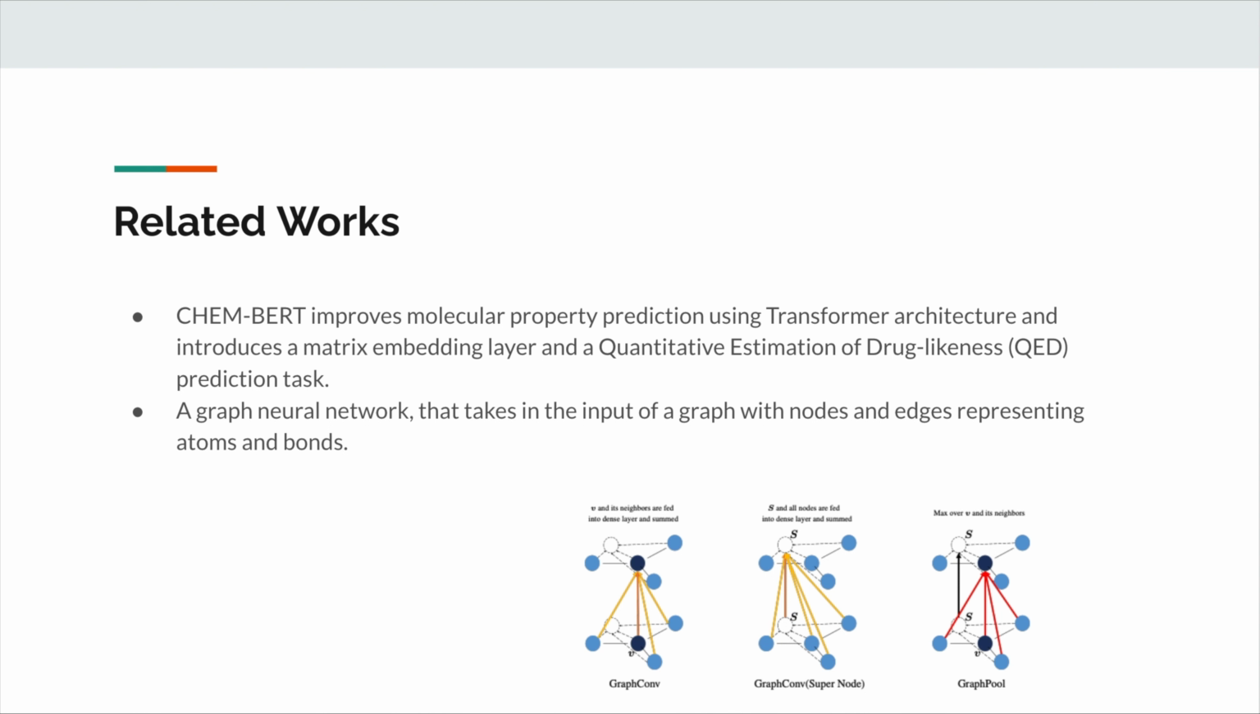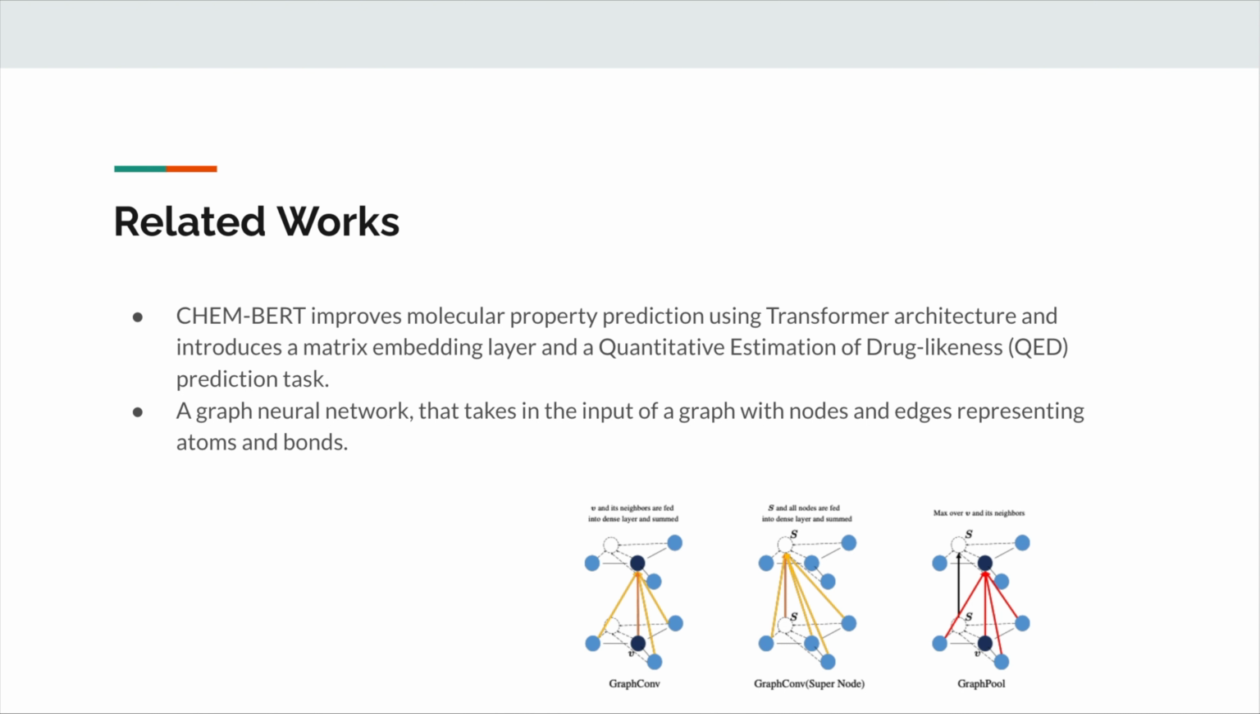What sets ChemBERT apart are two core features: a unique matrix embedding layer and a special prediction task known as the quantitative estimation of drug likeness, or QED for short. These features enable the model to better understand and predict various chemical contexts. However, the main issue with this model is that it can only predict one property at a time, which is a huge limitation because there are hundreds of different properties for molecules.